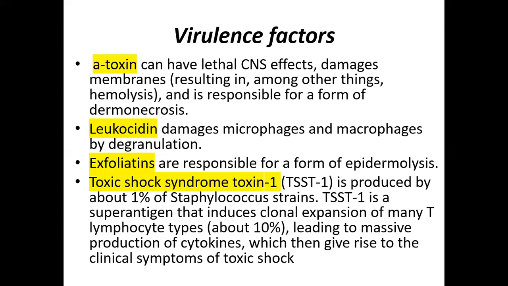Leukocidin damages macrophages by degranulation. Exfoliatins are responsible for a form of epidermolysis. So they especially destroy epidermal cells. Toxic shock syndrome toxin 1 is produced by about 1% of Staphylococcus strains. TSST1 is a superantigen that induces clonal expansion of many T lymphocyte types, leading to massive production of cytokines, which then give rise to the clinical symptoms of toxic shock.